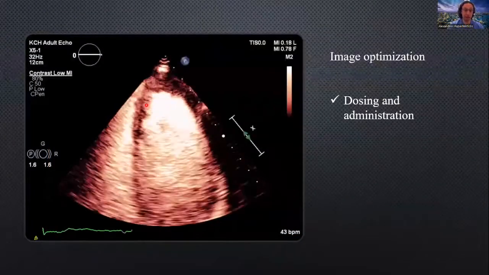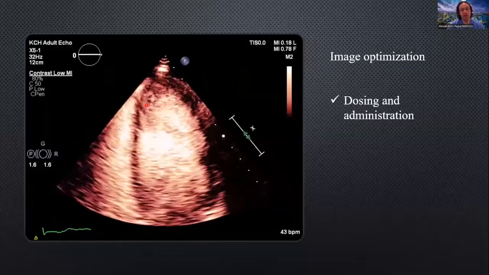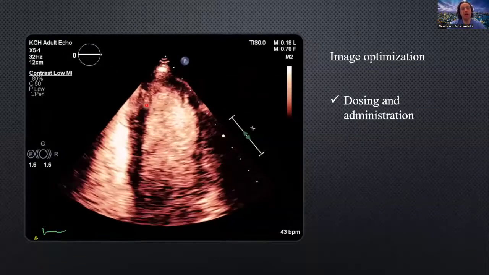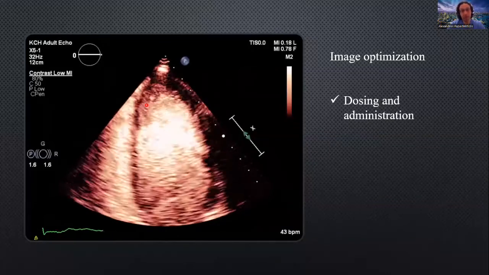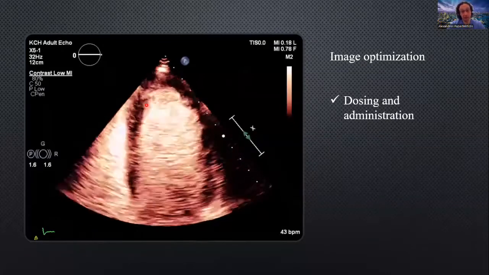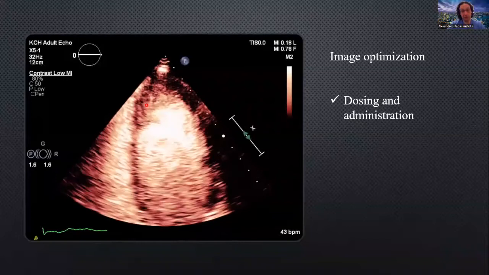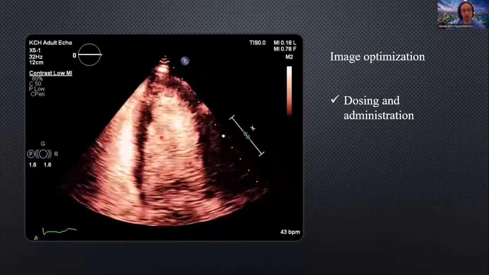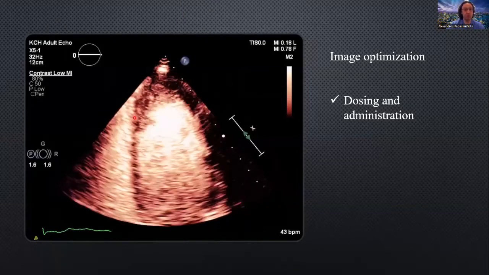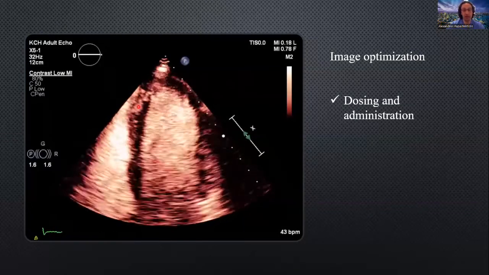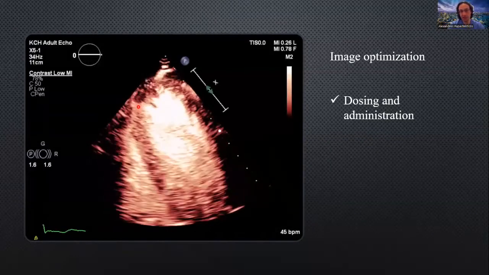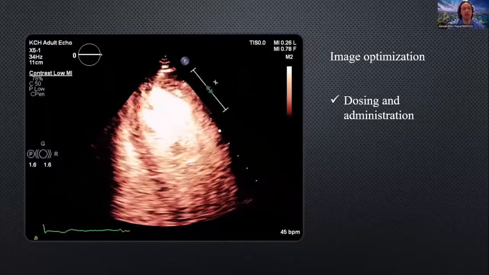Now, this is the other option I told you before, that you can go to low MI, but again, if you don't adjust your contrast dose and the flush, you will end up with the same problem. So dropping the mechanical index is good because it's going to reduce the bubble destruction, but again, if you're not cautious and mindful about the dose of contrast you give and the flush, you end up with the same problem, no matter whether you use low MI or not. Again, we didn't change the settings here, we just gave more contrast and the flush.